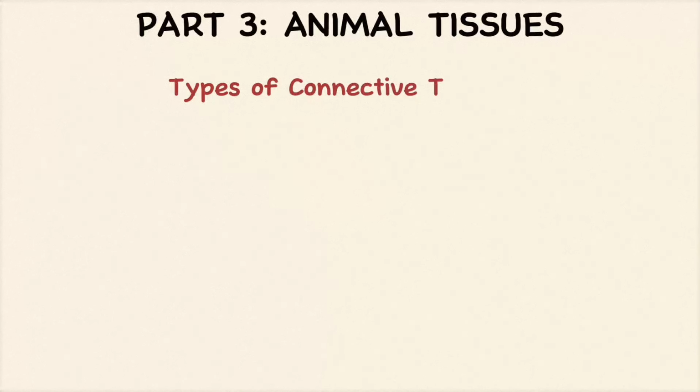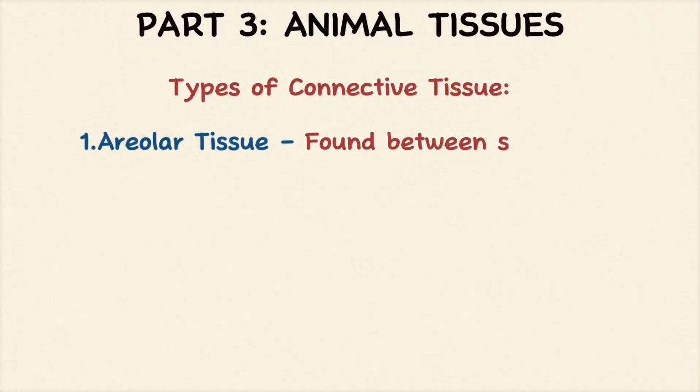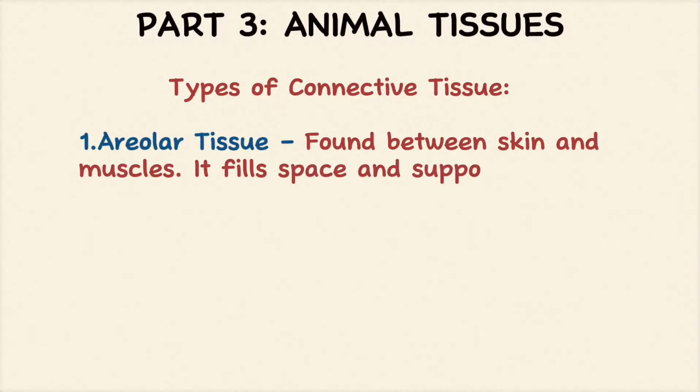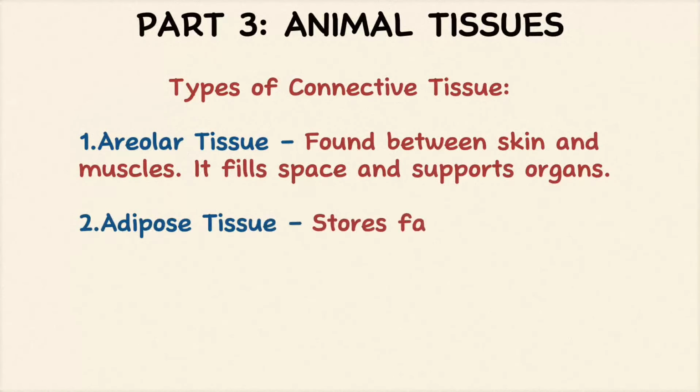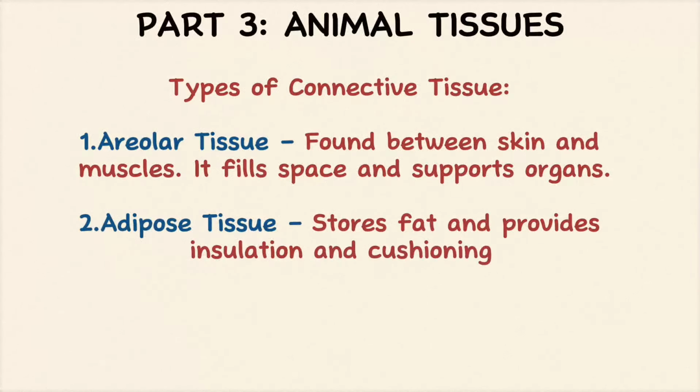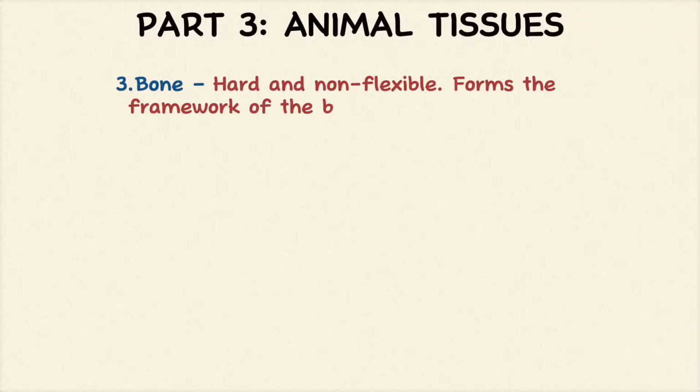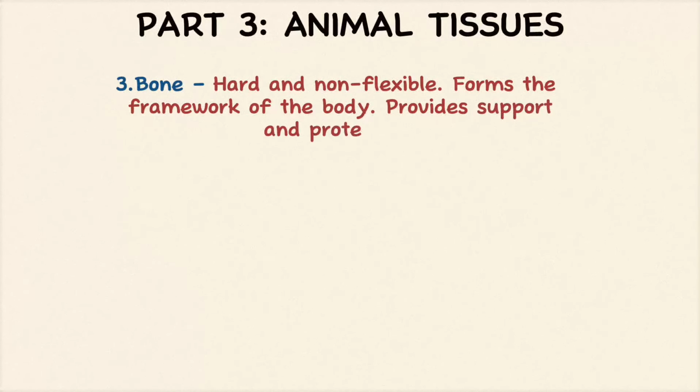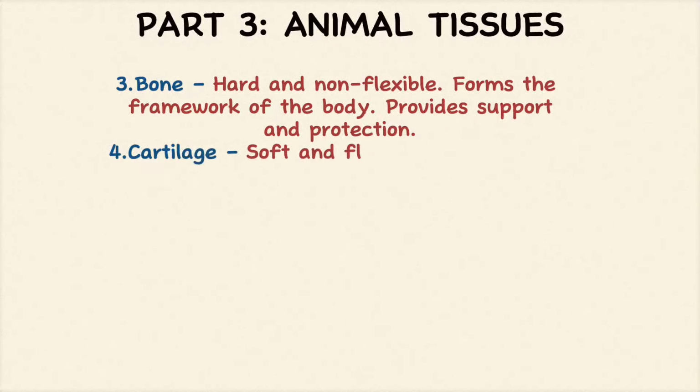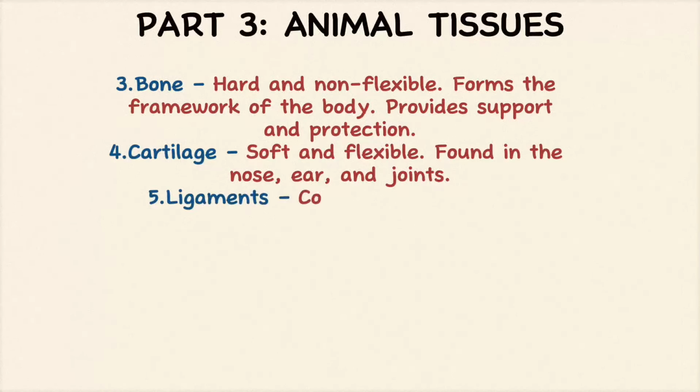Types of connective tissue. Areolar tissue, found between skin and muscles. It fills space and supports organs. Adipose tissue. Stores fat and provides insulation and cushioning. Bone. Hard and non-flexible. Forms the framework of the body. Provides support and protection. Cartilage, soft and flexible. Found in the nose, ear, and joints.